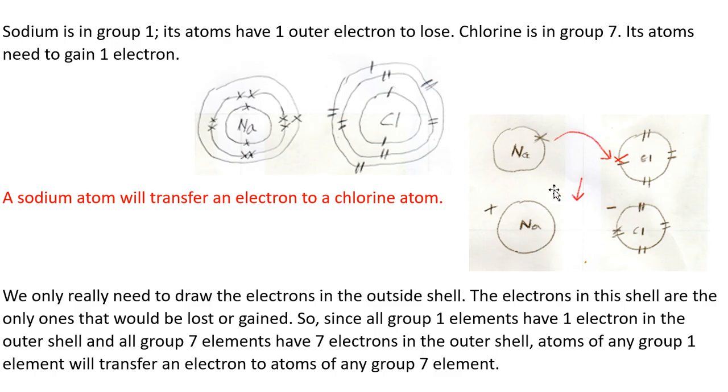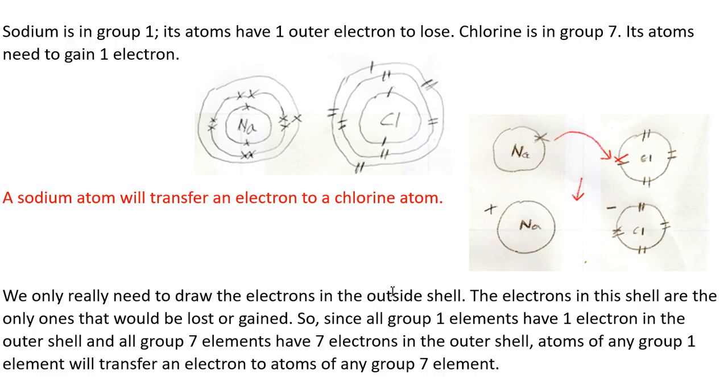My next diagram's easier to follow, I think. There's no need to draw the inner shells unless we're asked to. In this case, the outer sodium electron is transferred to the chlorine. Sodium becomes positively charged. It lost a negative electron. Chlorine becomes negative, and we call it chloride now.